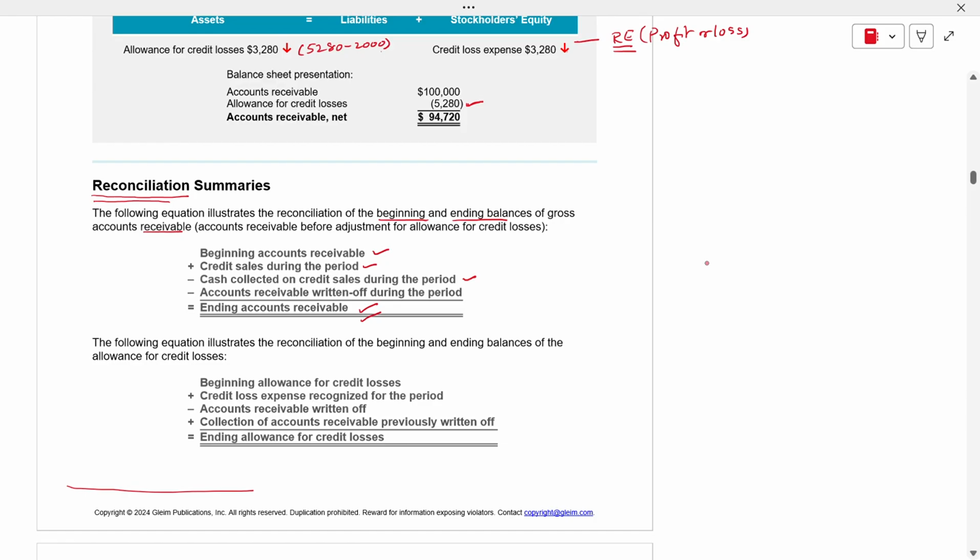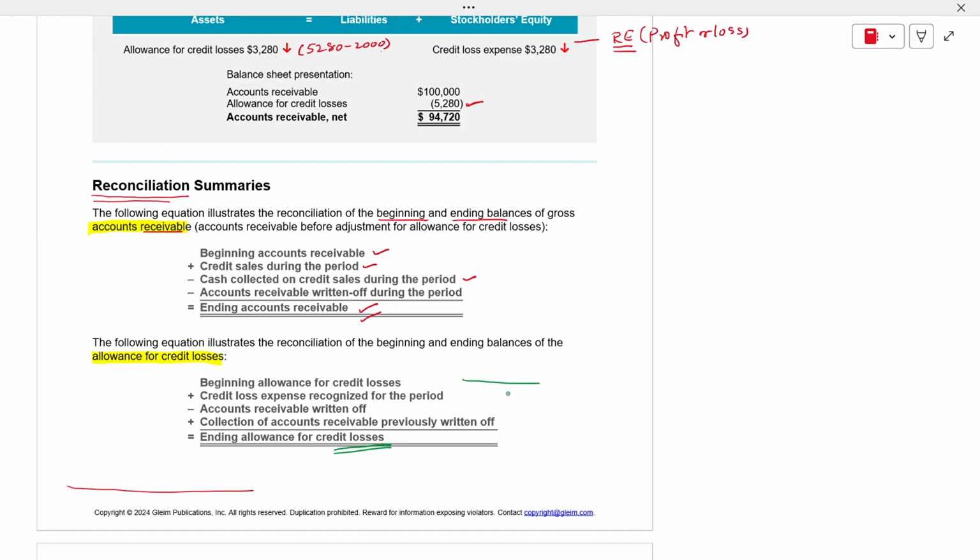This is with respect to accounts receivables. Now, with respect to allowances for credit losses: beginning balance, add any credit loss expense, minus any accounts receivable written off. Anything previously written off that has now been collected has to be added. Then you will have the ending credit losses.